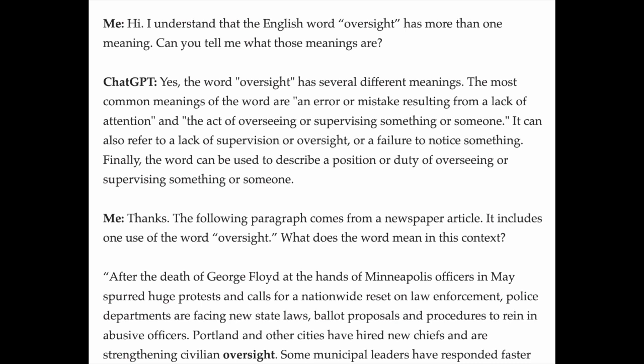So first I ask, I understand the English word oversight has more than one meaning. Can you tell me what those meanings are? And it defines them. First is an error or mistake, and second is the act of overseeing or supervising something. Defining oversight with the verb overseeing is probably not ideal for a definition. Also, the fourth line, it can also refer to a lack of supervision or oversight. And I think that's wrong. I don't think that's correct. Though the second part of the fourth line, a failure to notice something, that is correct.